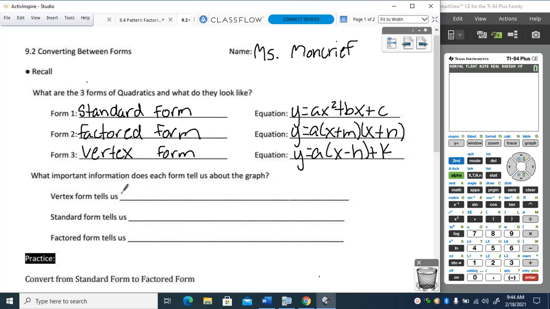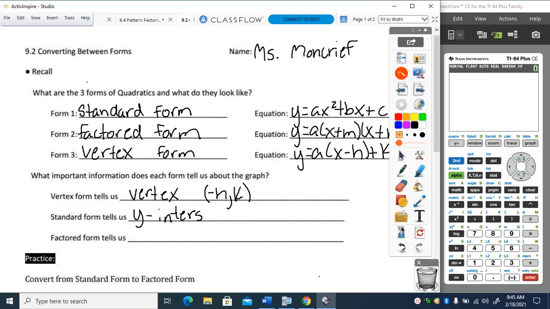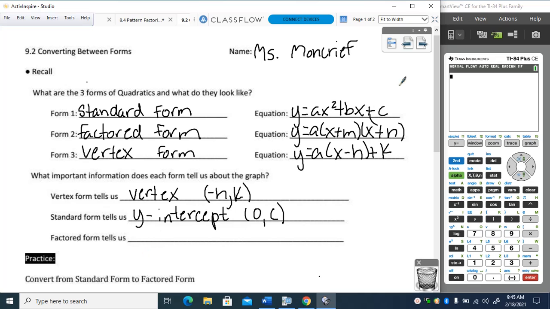So let's look first at our vertex form. Let's remember what all these tell us. Our vertex form obviously tells us what our vertex is. And remember, that's just the opposite of h, so I like to put negative h and k. So it's negative h and k. Then we have our standard form. What does it tell us? That's our y-intercept with a c. It's our y-intercept of 0, c. C is our y-intercept. So one at the very end.